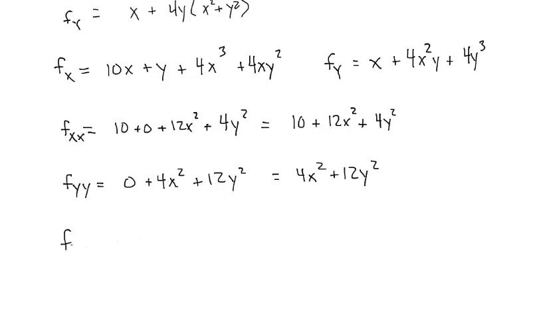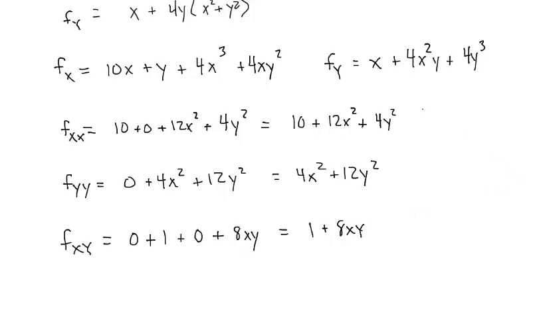And then when we do f of xy, we're going to start with f of x and take it with respect to y. So 10x goes to 0. The derivative of y is 1. 4x cubed is also all a constant and goes to 0. And then we have 4xy squared. So 4x is our constant, and the derivative of y squared is 2y, so we end up with 8xy, giving us 1 plus 8xy.